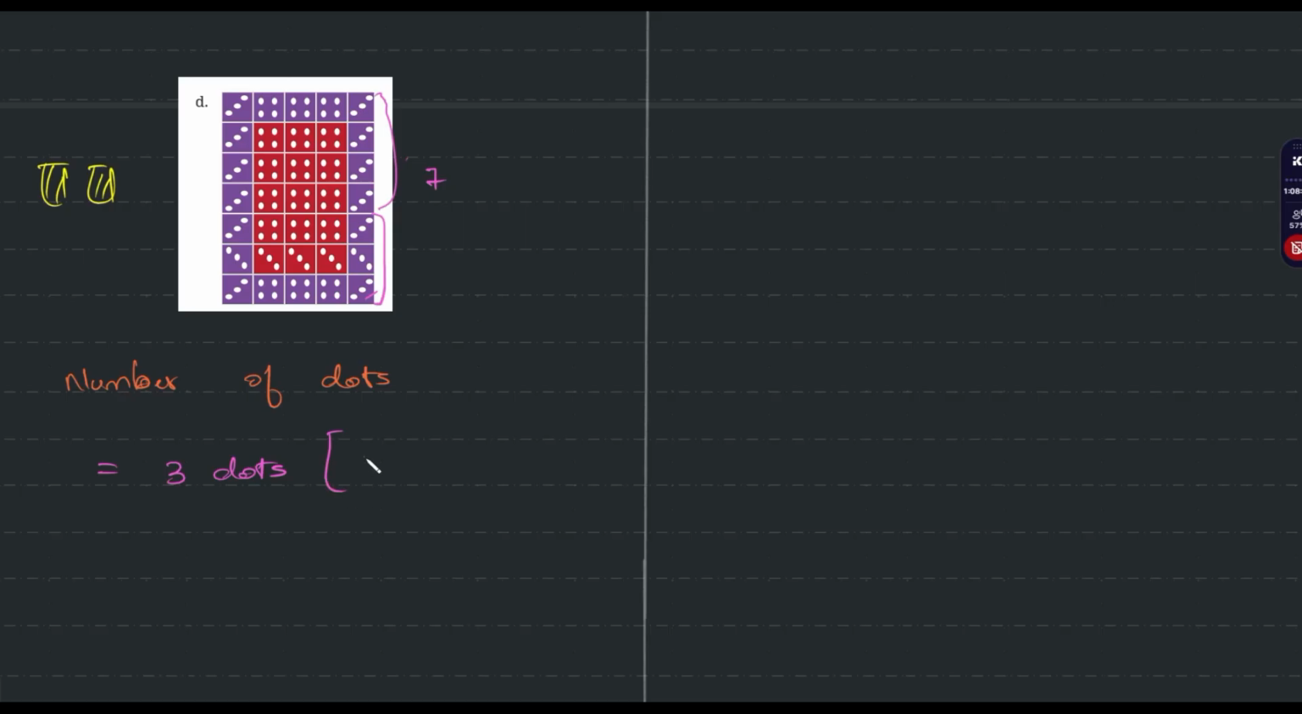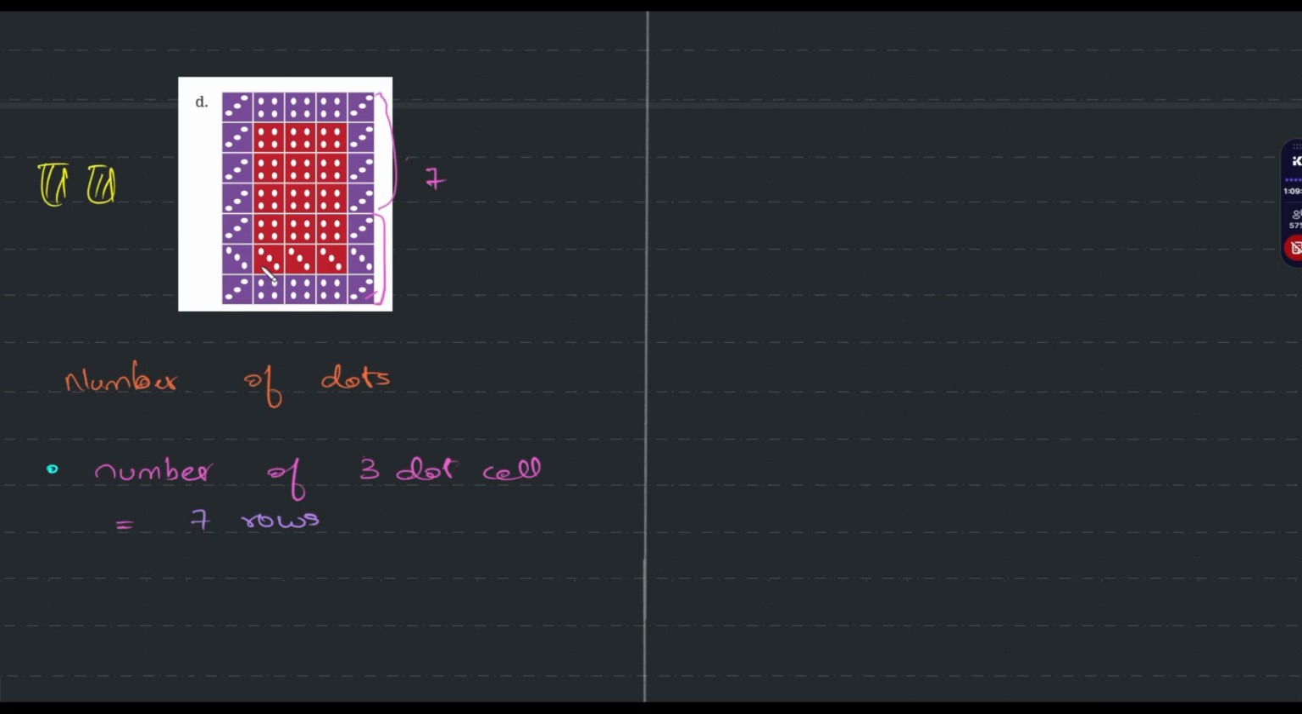So we have 3 dots. Let me actually do it part by part. Number of 3 dots. It depends on the number of 3 dot cells. Actually, let me count the cells first. So there are 7 rows, and there are 2 of them on this side as well.